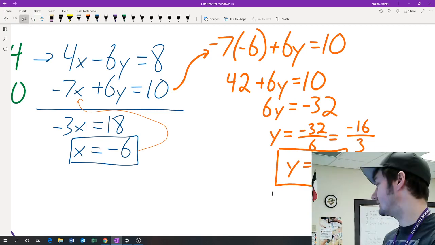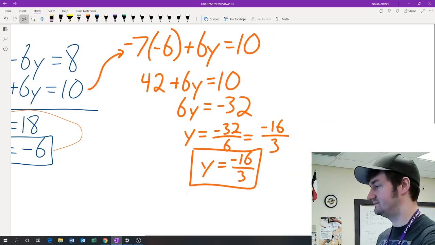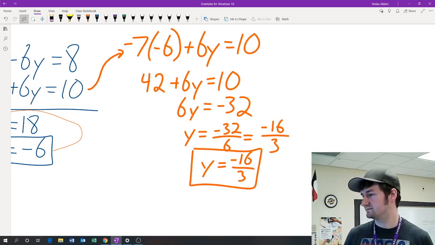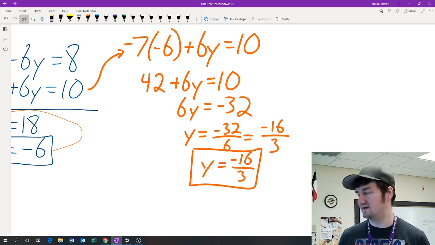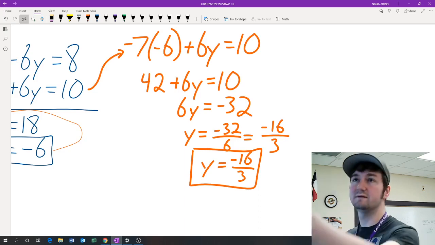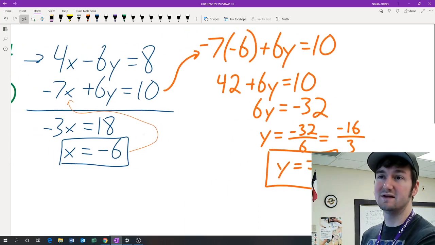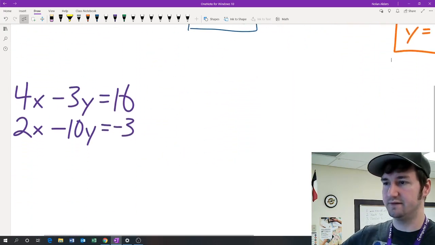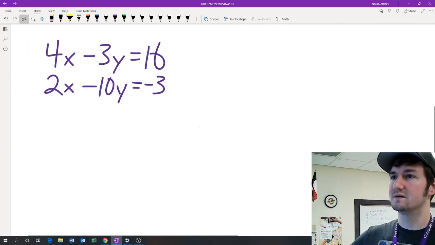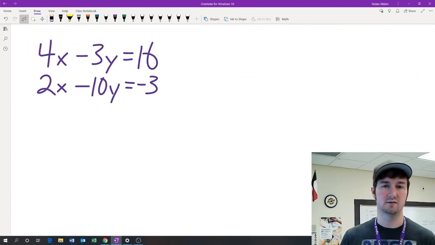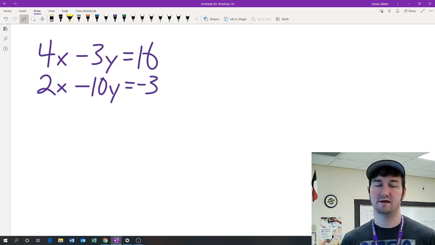And let me move this over so that you can see what I did there. Okay, so we divide by 6 to get negative 32 over 6, and then we can simplify it to negative 16 over 3. So y equals negative 16 over 3, and x equals negative 6. That's the whole idea of elimination. Now let me give you one problem to try. Take this problem, pause the video, and see if you can solve it, and then we'll look at it together.